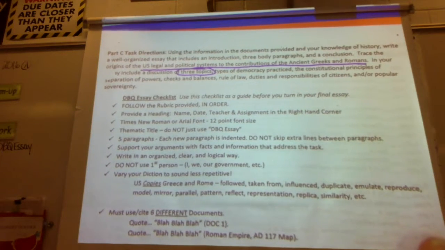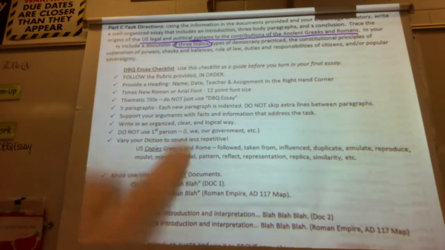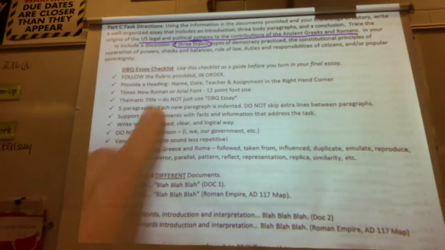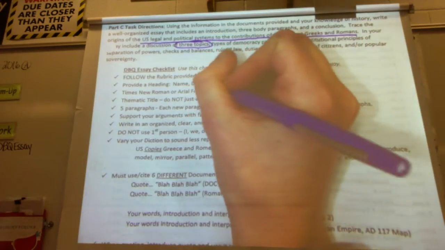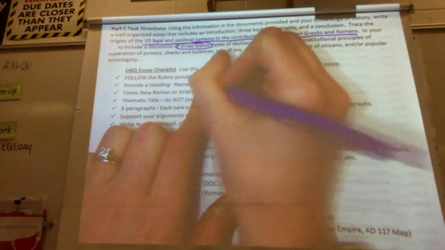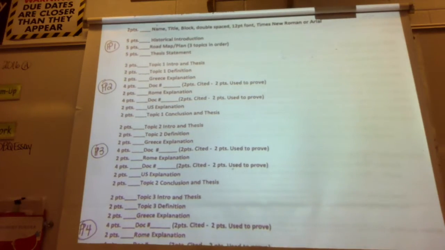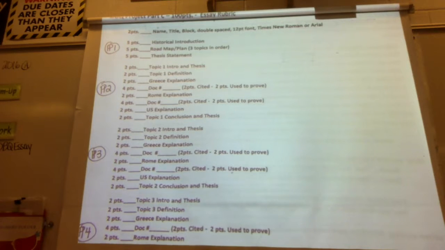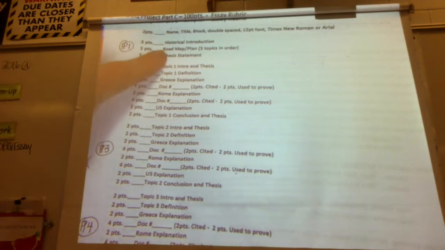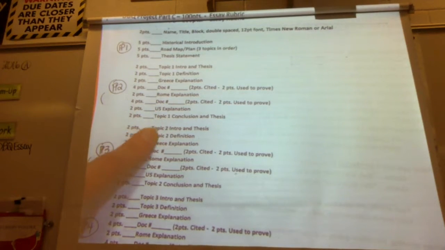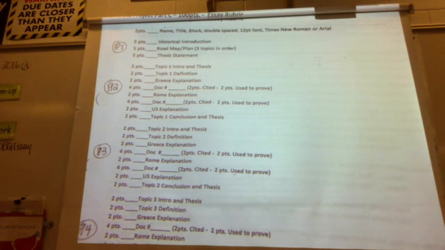Oh, that's fine. Okay, so here's our DBQ checklist. Things that you should look at before writing your paper and then as you're writing your paper. So follow the rubric provided in order. I even double underlined it, or I bolded it, I mean. The rubric is on the back. You should have this in front of you as you are writing your essay, because I'm going to have it in front of me as I'm grading your essay. And I'm going to go down your paper in order, and this is the order that it should be in. It's very specific. It's our first DBQ that we've ever written, so it's very specific.